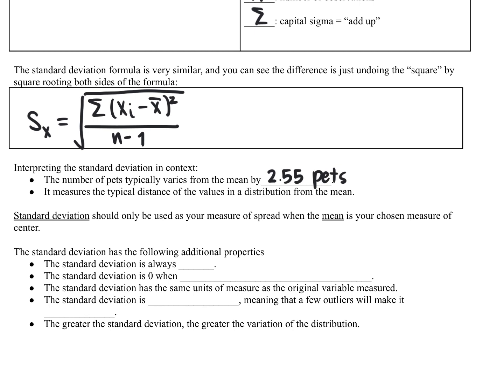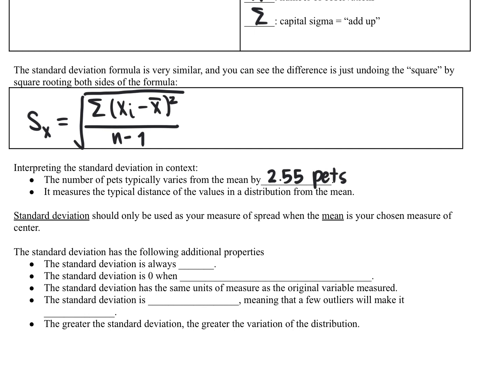Now, is that a high number? Is that a low number? Is that good? Is that bad? It really depends on what your mean is. So in this case, my mean was 5. So the average number, so the mean of our data set was 5 pets.